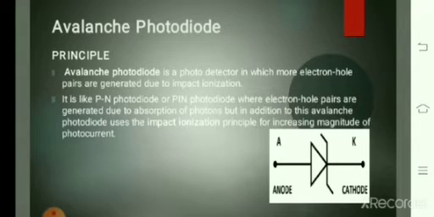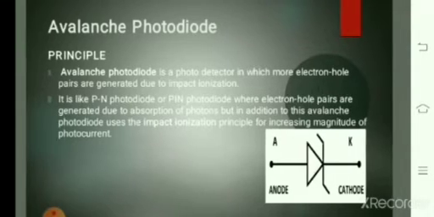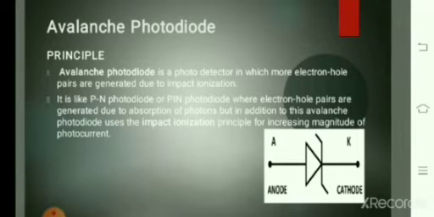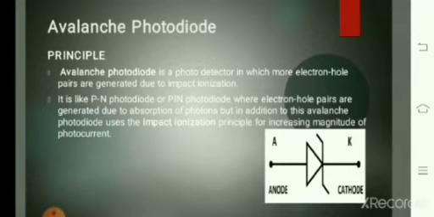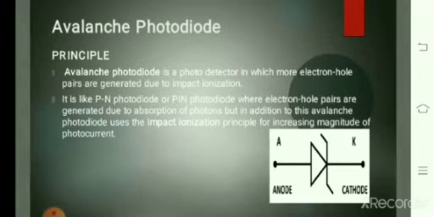Next, avalanche photodiode principle. An avalanche photodiode is a highly sensitive semiconductor photodiode that exploits the photoelectric effect to convert light into electricity. From a functional standpoint, they can be regarded as the semiconductor analog of photomultipliers.